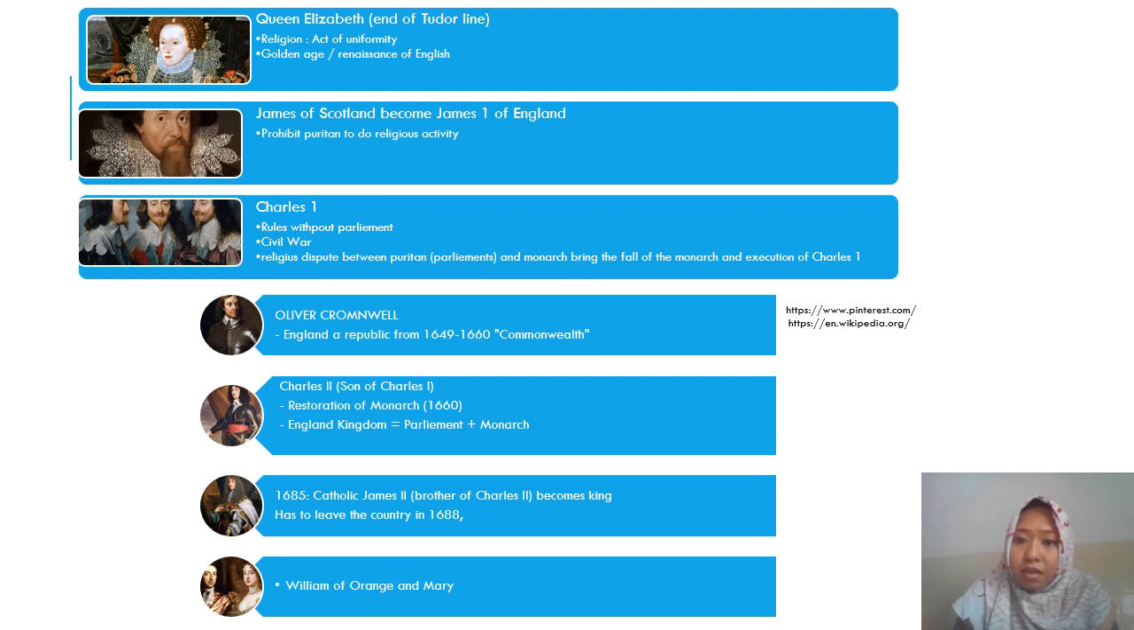the position of the government of England was taken by Oliver Cromwell as the leader of the Puritans. This one is Oliver Cromwell. Oliver Cromwell made England a republic. It means that England under the reign of Oliver Cromwell became a republic. He reigned for about 11 years. It means that England was not a kingdom anymore.